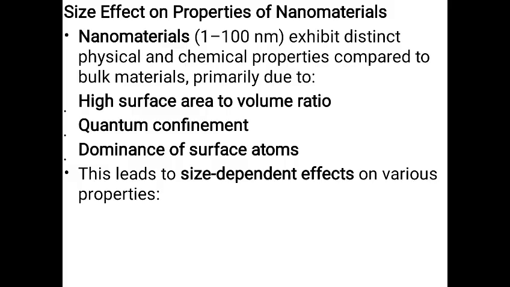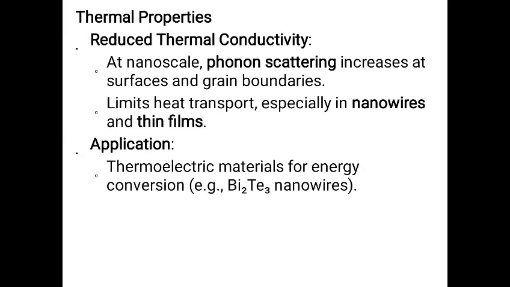Nanomaterials in the range of 1 to 100 nanometers exhibit distinct physical and chemical properties when compared to their bulk materials, primarily due to factors such as high surface area to volume ratio, quantum confinement, and dominance of surface atoms. These result in size-dependent effects on various properties like mechanical, thermal, physical, electrical, and magnetic properties.